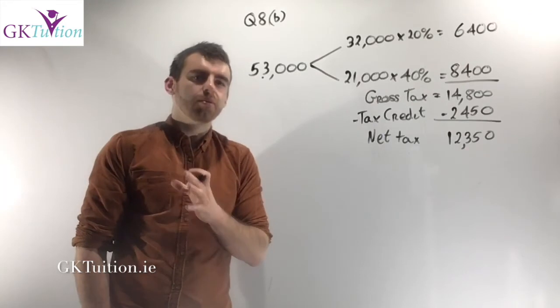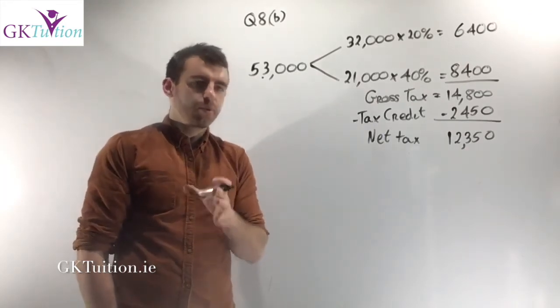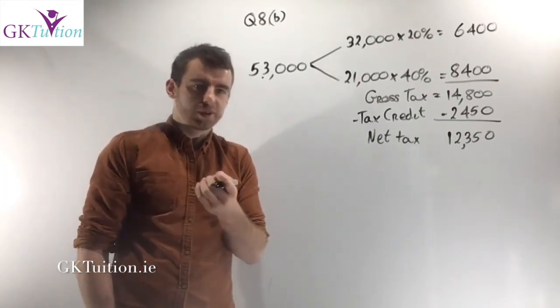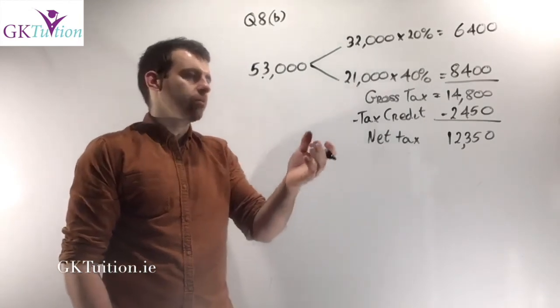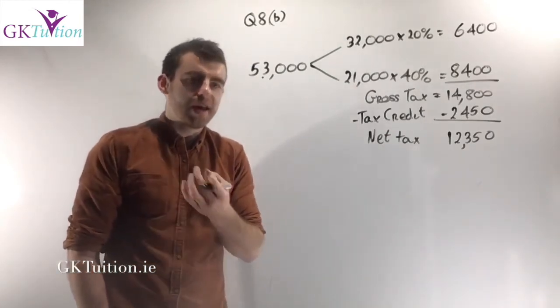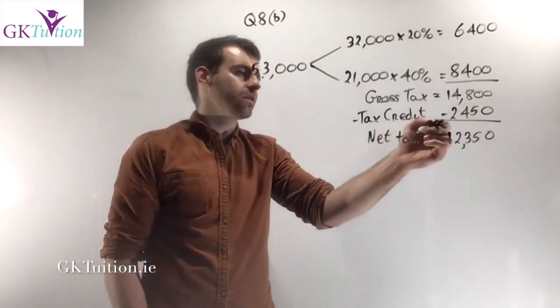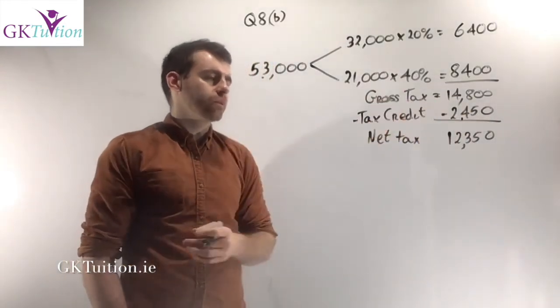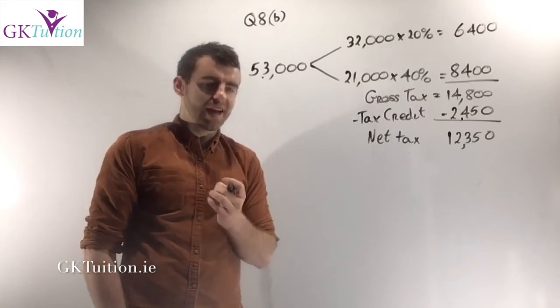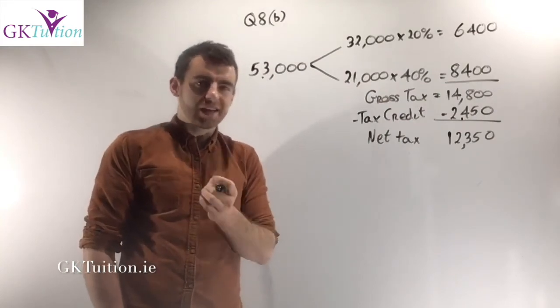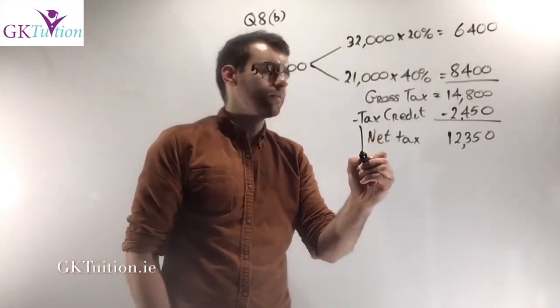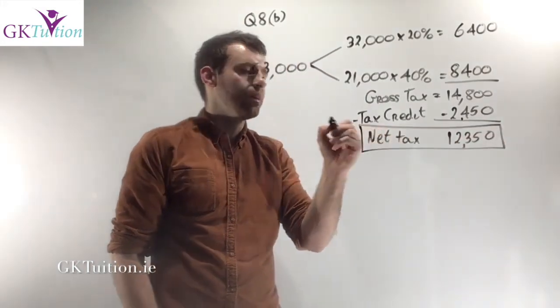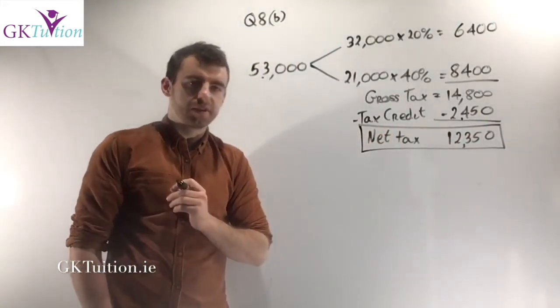In Part A, you were only asked for the gross tax, but notice that they've told you he's entitled to a tax credit, because people don't actually have to pay all of their tax. So he has a tax credit of 2450. If I subtract that from his gross tax, that tells me his net tax, the amount of tax that he actually has to pay. So the amount of tax that he actually has to pay is €12,350.